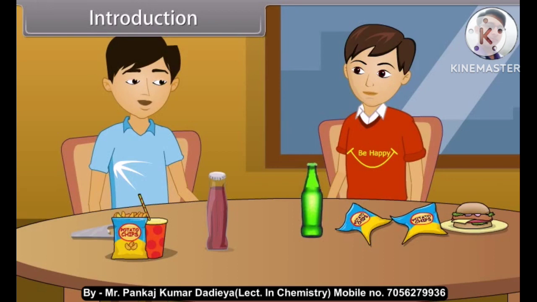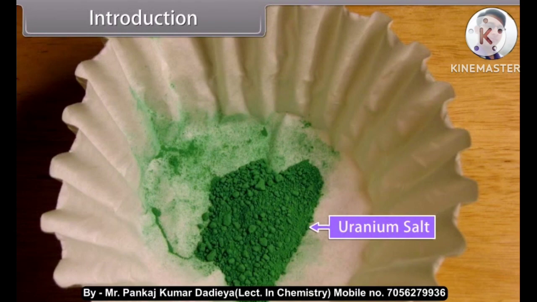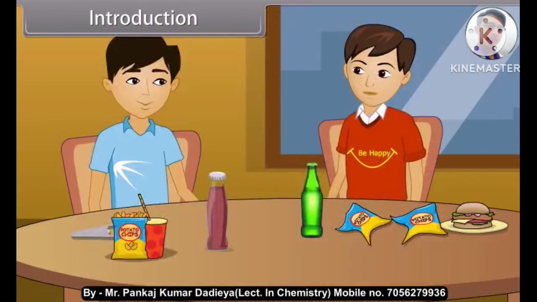Aman, I wanna ask you something. Yeah, sure. How is green colored glass prepared? Okay, Raj, I will tell you. This green color is due to some chemicals added during the manufacturing of glass. Uranium salts are used to impart green color to glass.